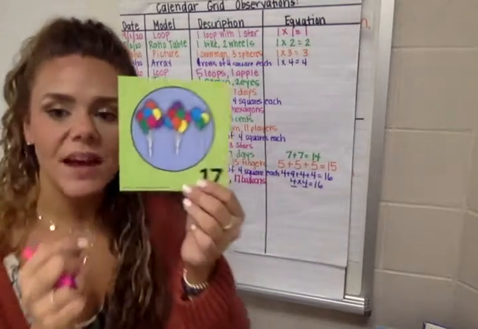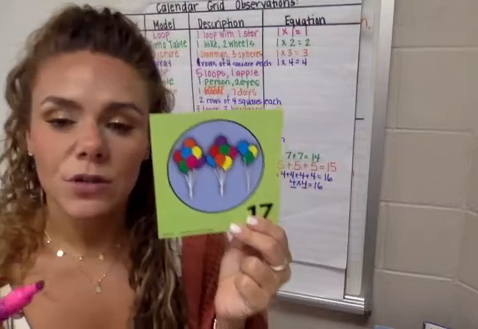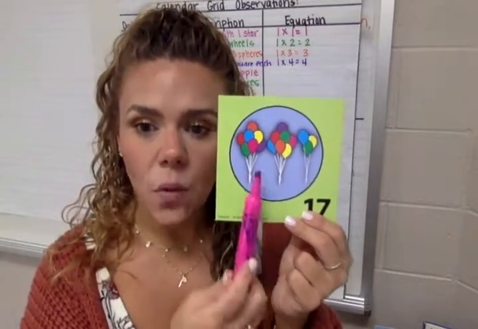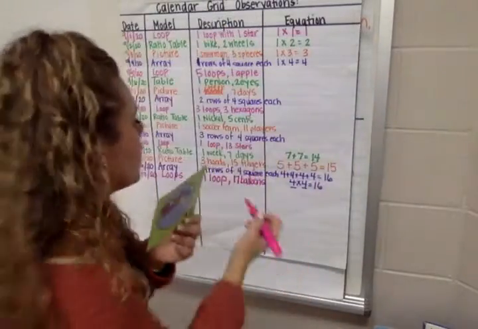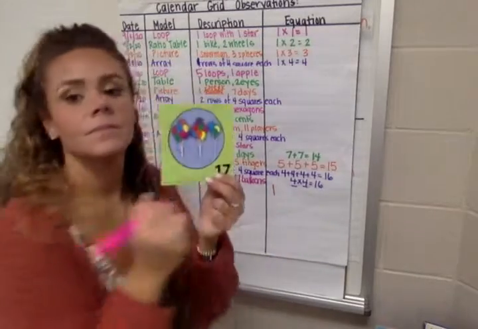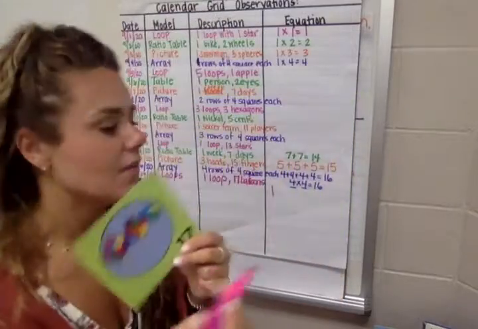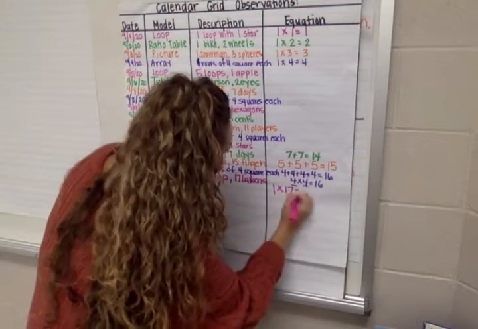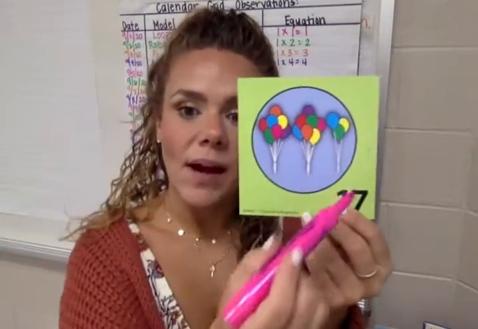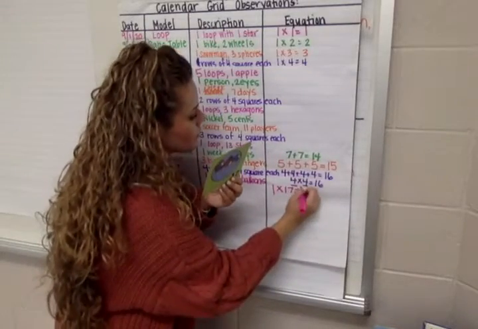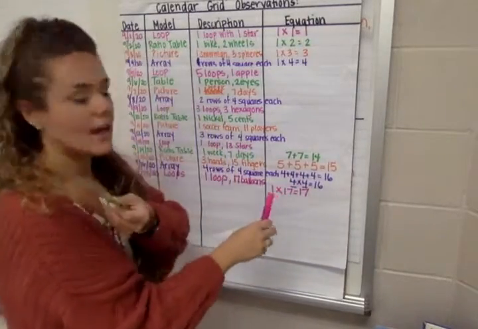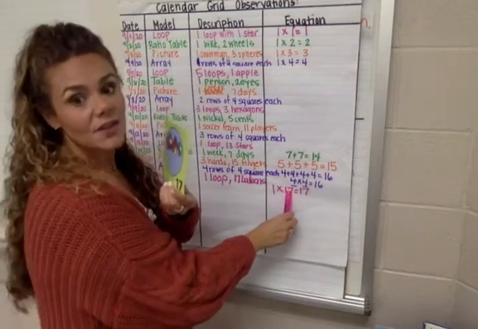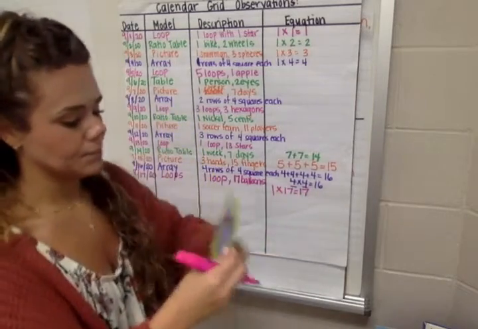And the equation that represents this, we played loops and groups yesterday. So we have one group, one times however many is in there. Well, how many is in there? 17 equals however many is in there. There are 17 in there. Okay, so our equation for today is 1 times 17 is 17.